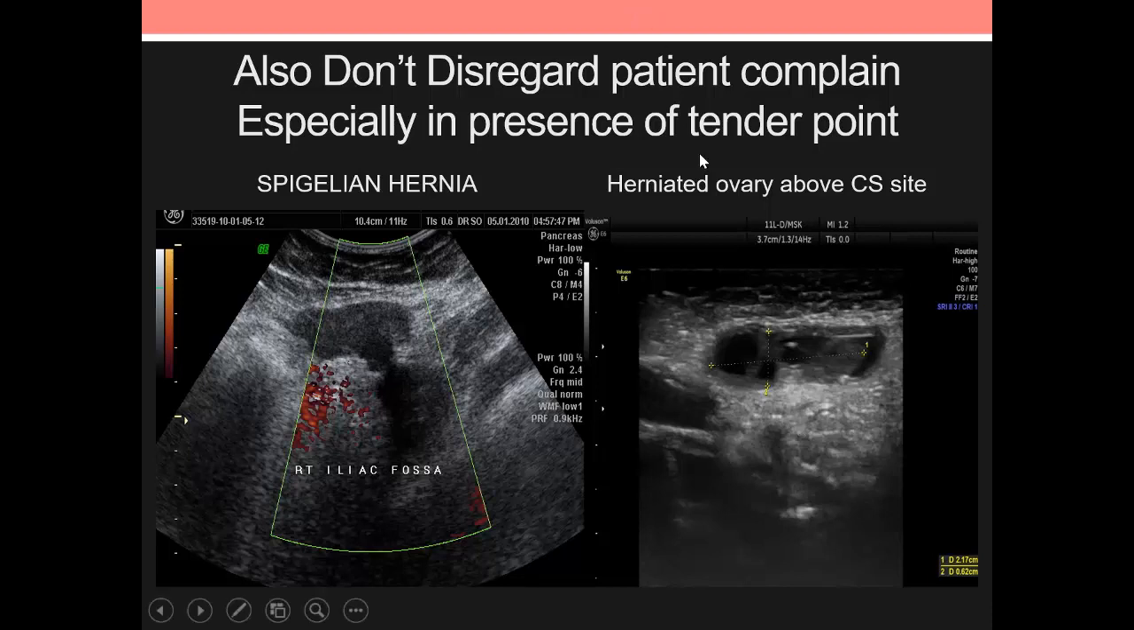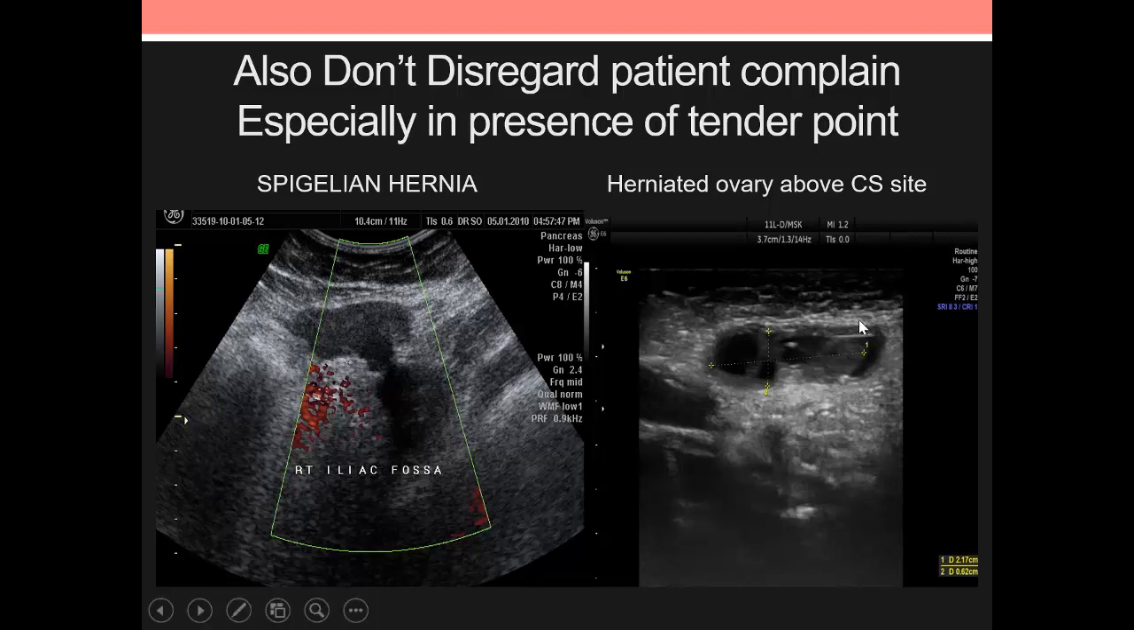Also, don't disregard the patient's complaint. If the patient has a special point of tenderness, you have to look with any approach by ultrasound, either a deep approach or a superficial approach, if the point of tenderness is marked at that area. Here we have a hernial sac, and it is inside the rectus muscle. This is a rare type of hernia named Spigelian hernia, and the patient usually has a severe point of tenderness at that point.